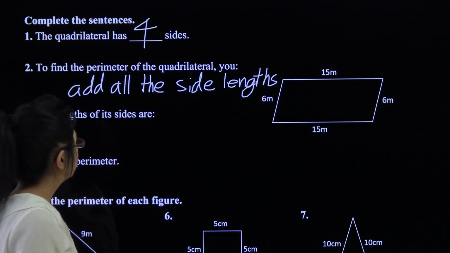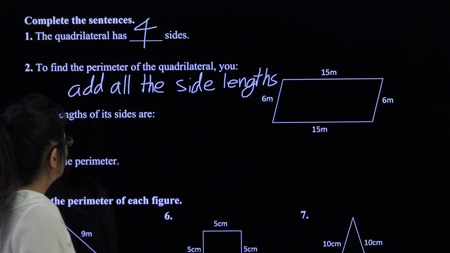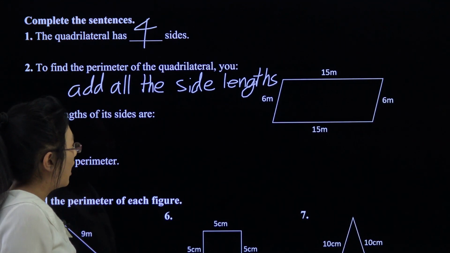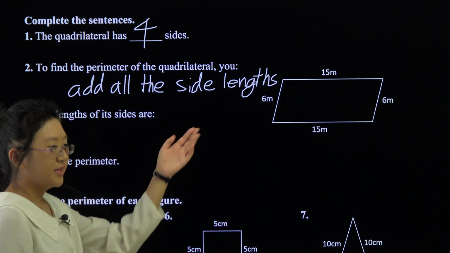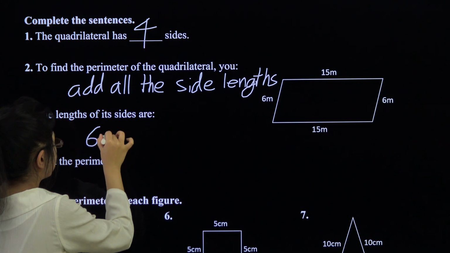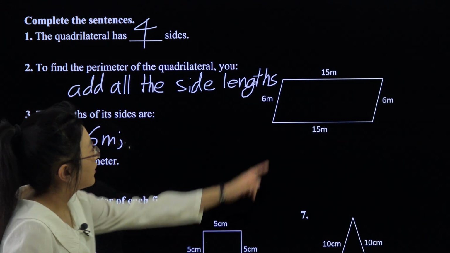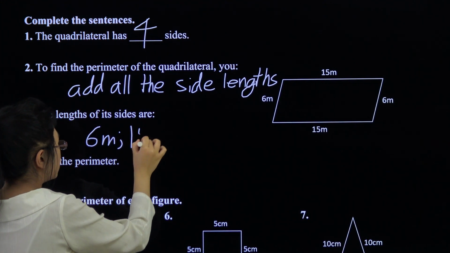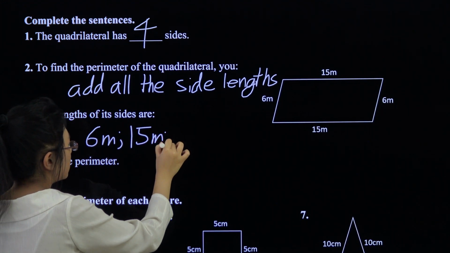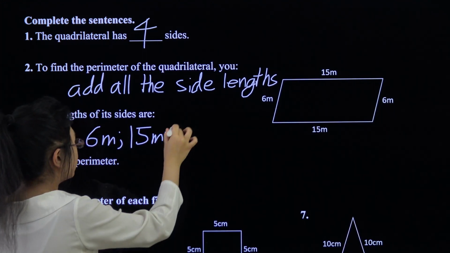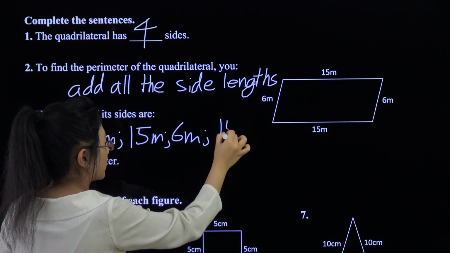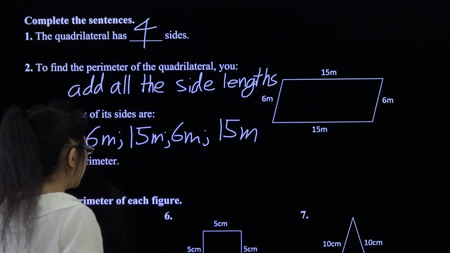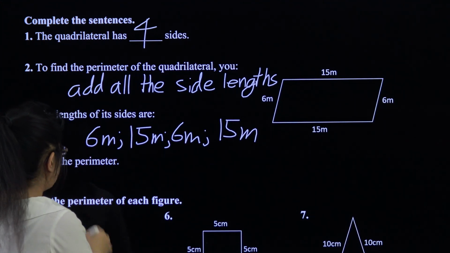Because there's plural. The lengths of its sides are, well, they're written right there. 6 meters, 15 meters, 6 meters again, and 15 meters. Find the perimeter. So we add them up.